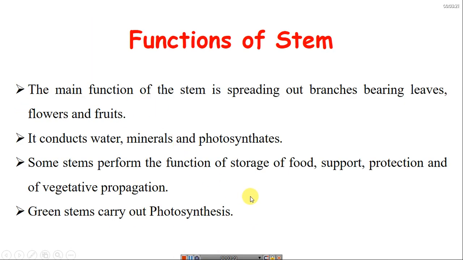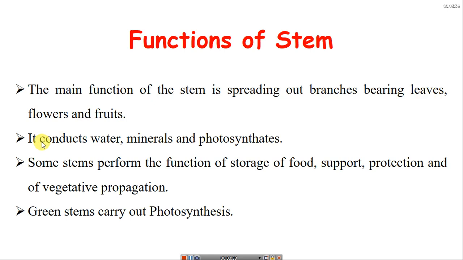Now, what are the functions of the stem? The main function of the stem is to spread out branches bearing leaves, flowers and fruits. So as you saw in the figure earlier, the stem spreads out branches that bear leaves, flowers and fruits.